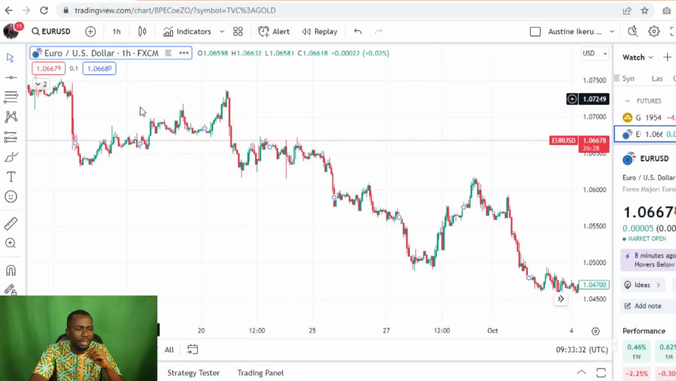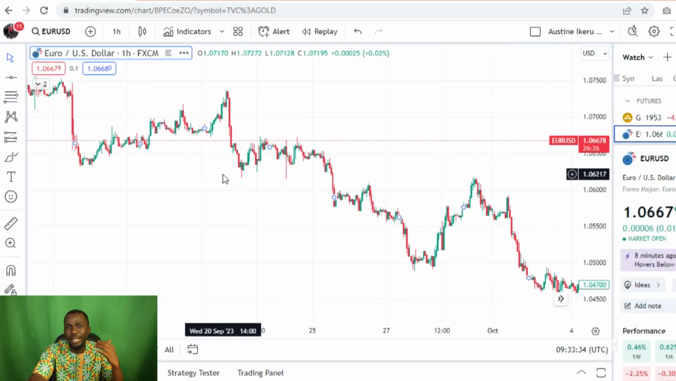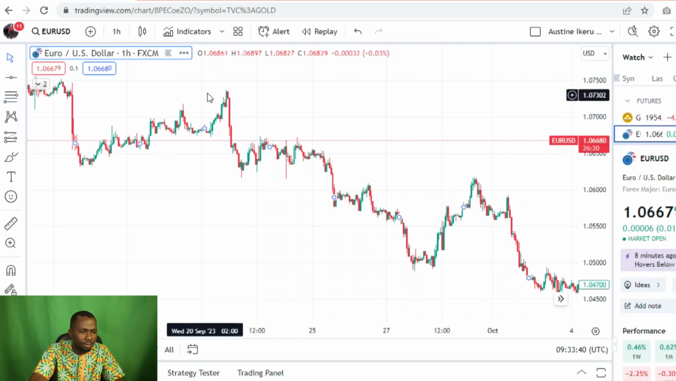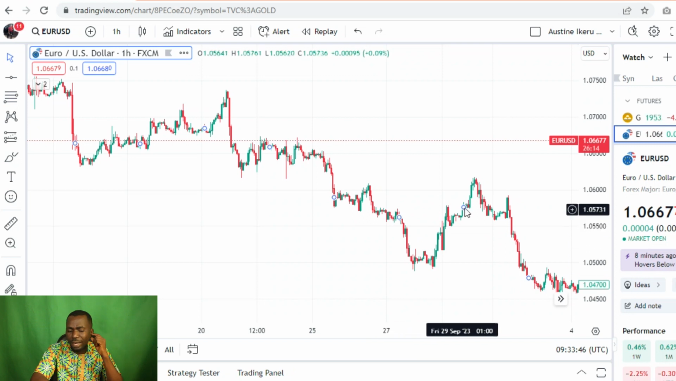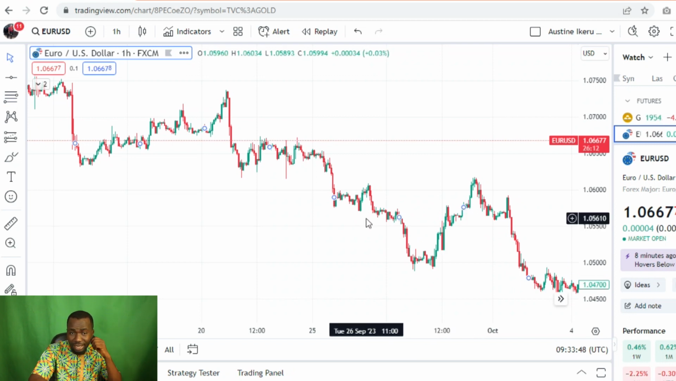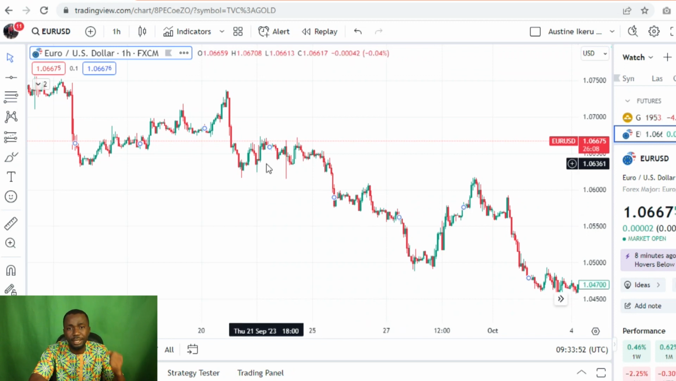Now we can clearly say that the market structure is a downtrend because the price is making a lower high and a lower low, right? The price is making lower high and lower low, lower high and lower low. So we can clearly say that the market is in a downtrend, but in a weak downtrend. Not in a strong downtrend, but in a weak downtrend. So we have confirmed that the market is clearly in a downtrend and we are only looking to sell.